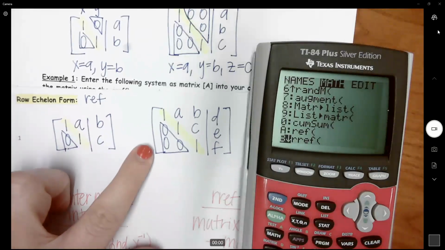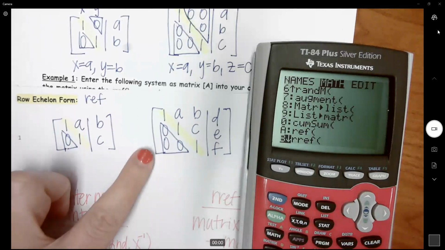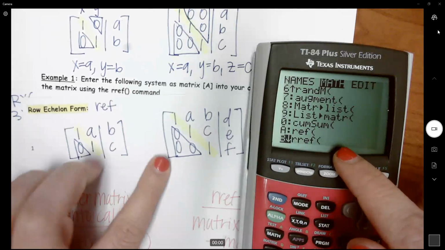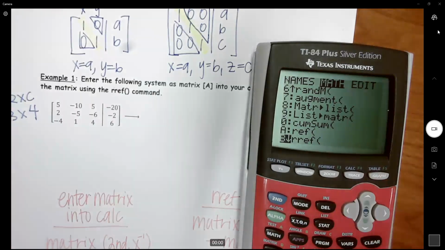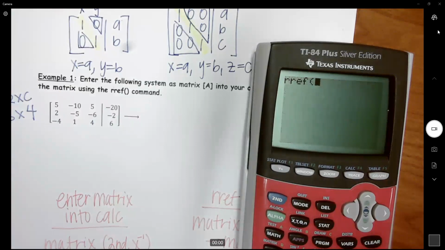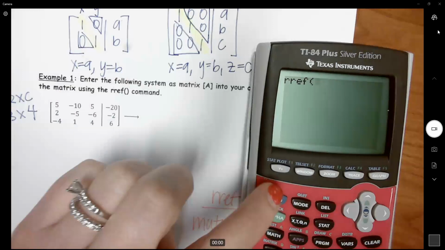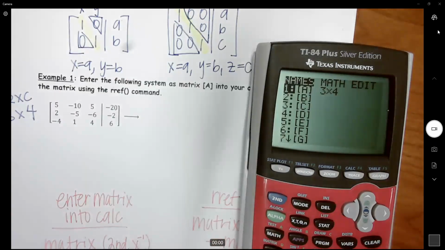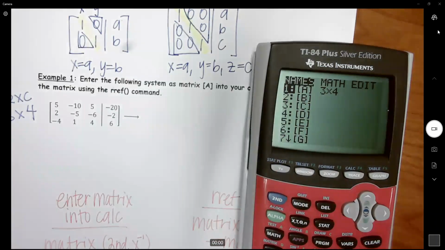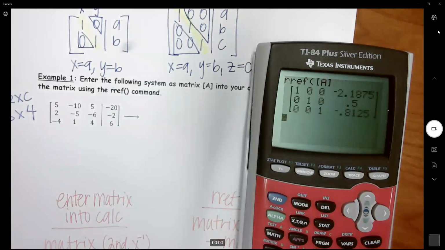This I have to do a little bit of work with. Why even waste our time on that? So we want to go to the rref, where I have the reduced row echelon form. So I'm going to hit enter, and then now I need to go in and enter in my matrix. So I'm going to go second matrix again, and then it's already on matrix A. So I'm going to hit enter and then hit enter. So here is my answer.